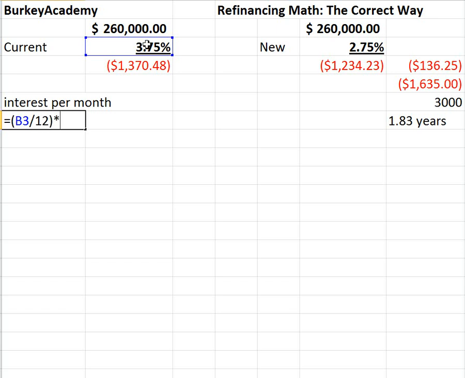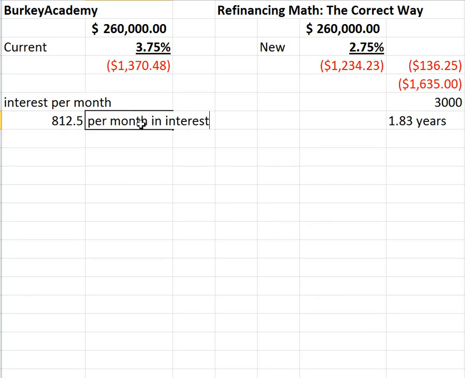times $260,000. I'm paying $812.50 per month in interest to the bank, okay? Currently with a 3.75% rate.